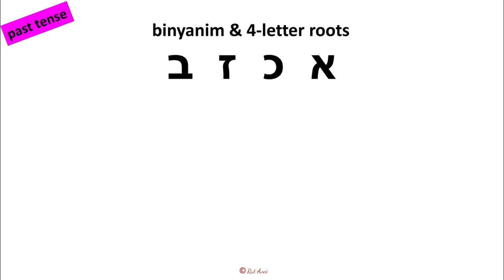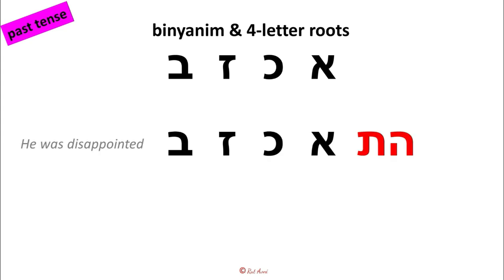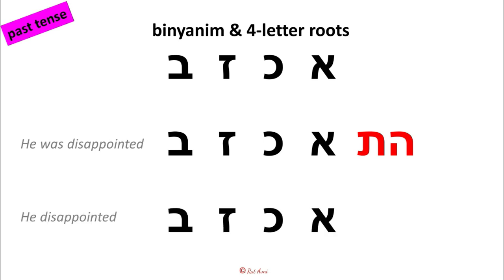In past tense, okay, he was disappointed, hu hit achzev. This is the past tense in HITPL. Hey, tav is what stays, plus the root. And in PL, hu achzev. Okay, granted, here we have a change. Normally, that would be a yud here.